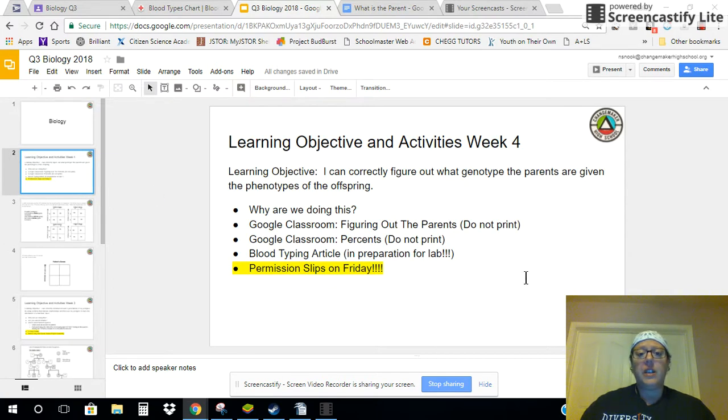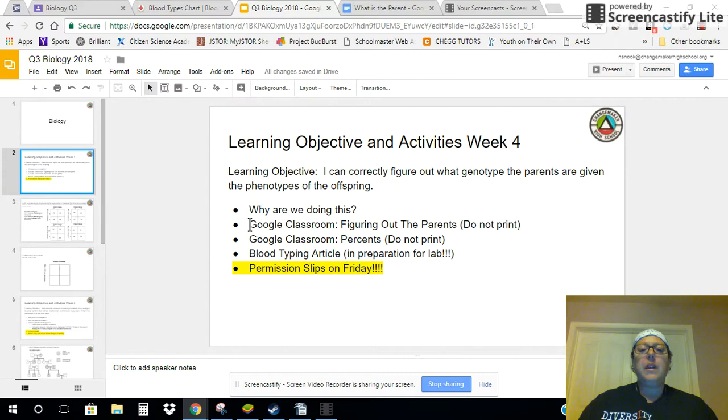The learning objective is I can correctly figure out what genotype the parents are given the phenotypes of the offspring. Just like in math, where you have to be able to solve a problem going forwards, you have to be able to work that problem backwards. And the same thing happens in science. We are doing this for that practice, and it will help you to problem solve, which is this quarter's theme.